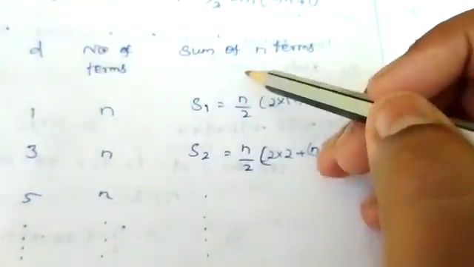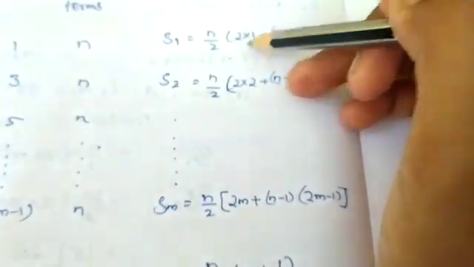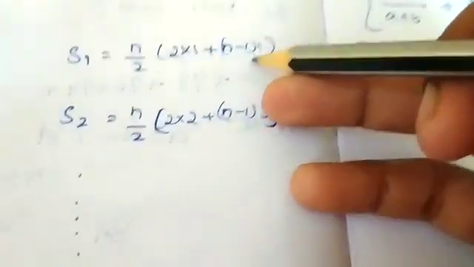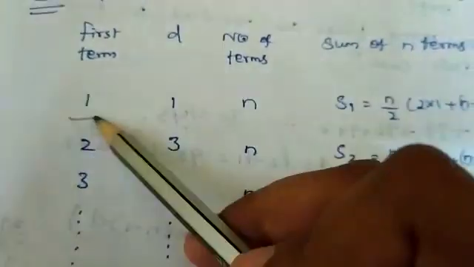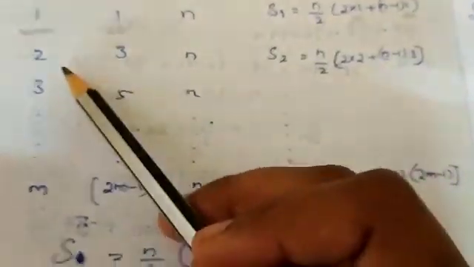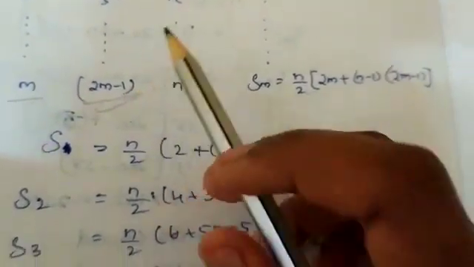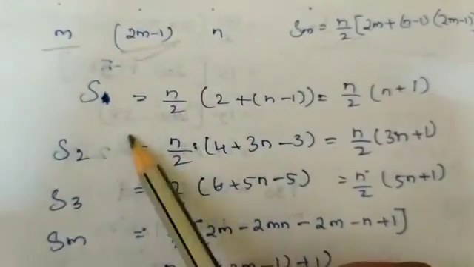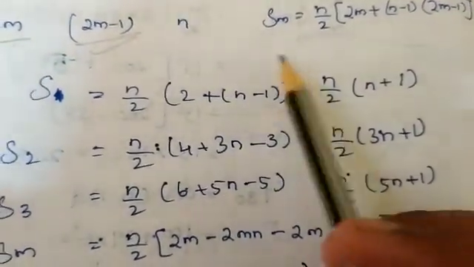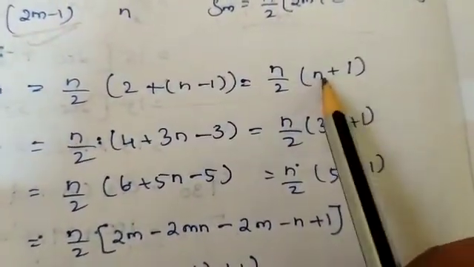Then the sum of n terms is S1 equals n by 2 into 2 into 1 plus n minus 1, because the first term is 1, so I am substituting 1 here. Then d is also 1 in the first one, so I am substituting it here. Like that you should substitute and go on. So till here, Sm equals n by 2 into 2 into m plus n minus 1 into d, where d is 2m minus 1, given as the last common difference. I am substituting it. So S1 equals, we have found now, n by 2 into n plus 1.